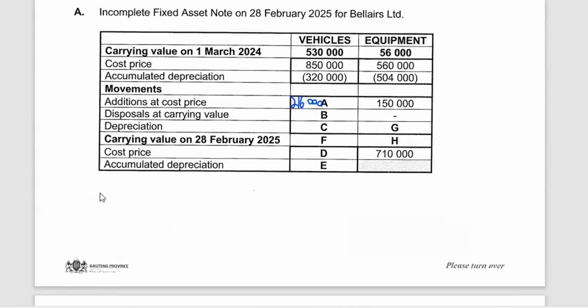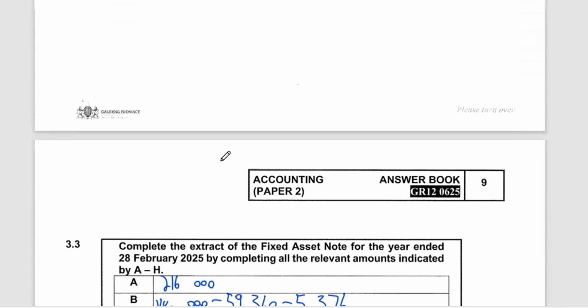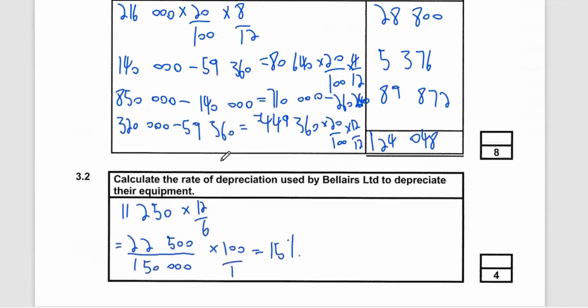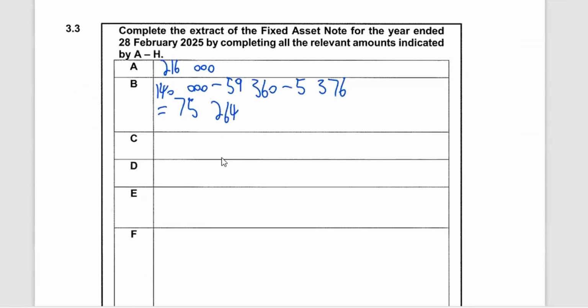Then C, it's our depreciation. So we have already calculated our depreciation, which is 124,048. So here we have 124,048.